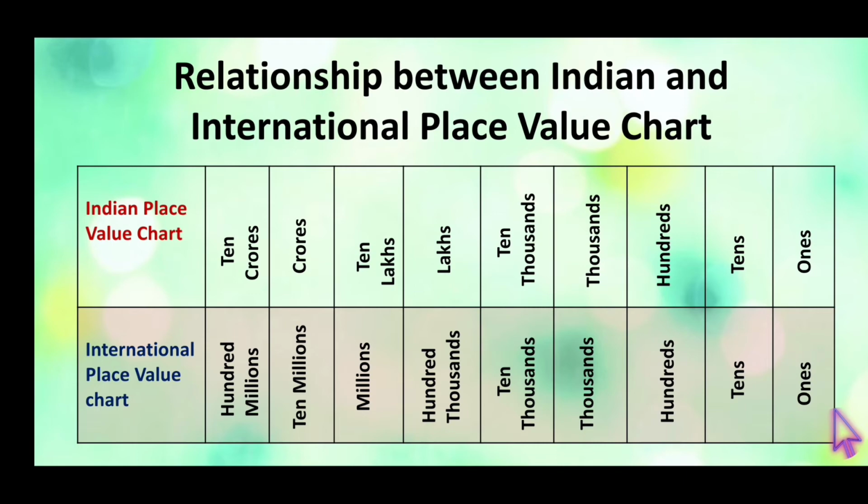Before getting into section B, let's know about the relationship between the Indian place value chart and the international place value chart. Here, 2 columns are given. One is the Indian place value chart and the second one is the international place value chart. Now, look at the ones, tens, hundreds, thousands and 10,000s. These are the same in both the Indian and the international place value chart. The 100,000s in the international place value chart will be equal to 1 lakh in the Indian place value chart, and 1 million is equal to 10 lakhs, and 10 million is equal to 1 crore, and 100 millions is equal to 10 crores. So students, be clear with this Indian and international place value chart relationship.